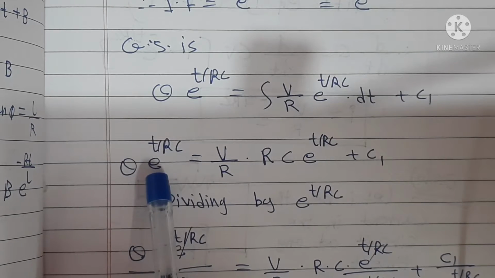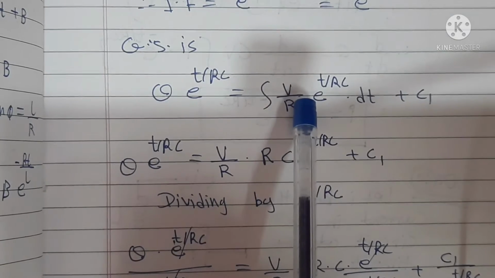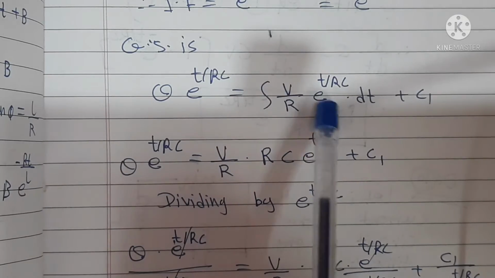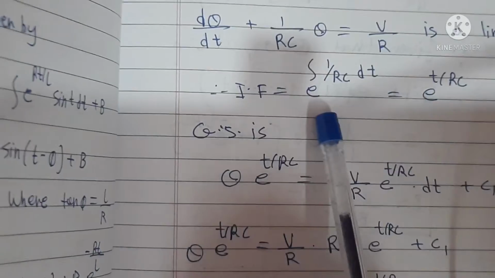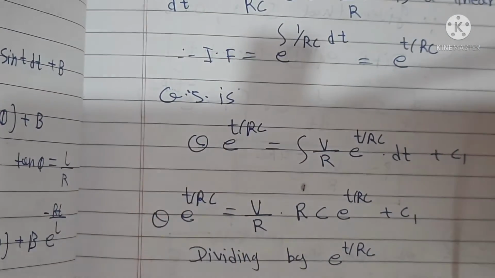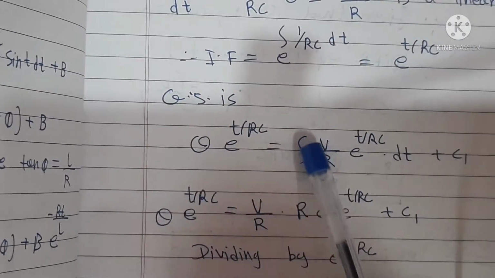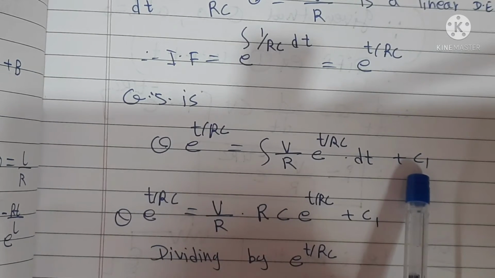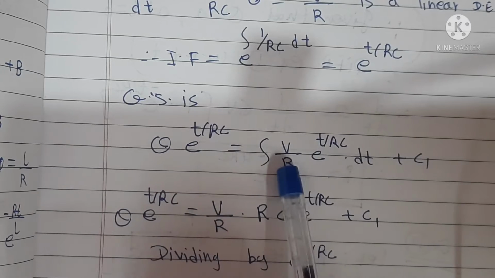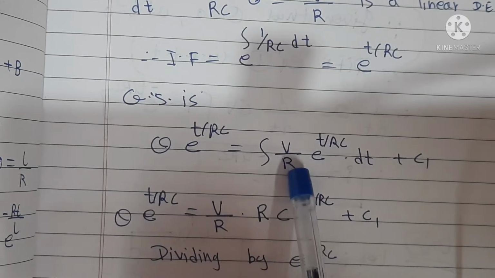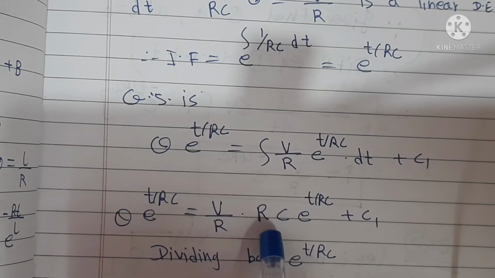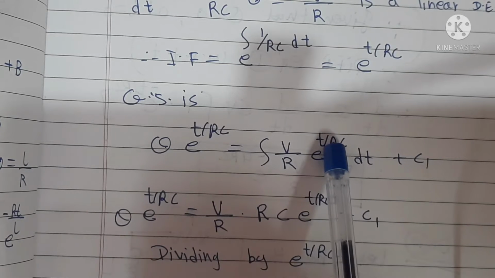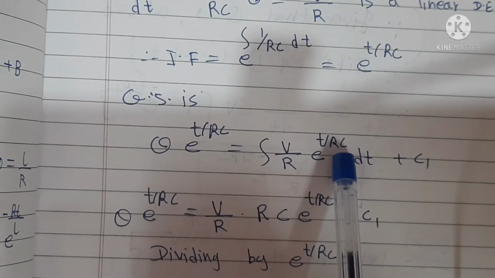Q e^(t/RC) equals V/R, which I take out of the integration, times the integration of e^(t/RC) dt plus C1. Okay, I have to solve this equation. For solving this, V/R I take out of the integration. Now the integration of e^(t/RC).